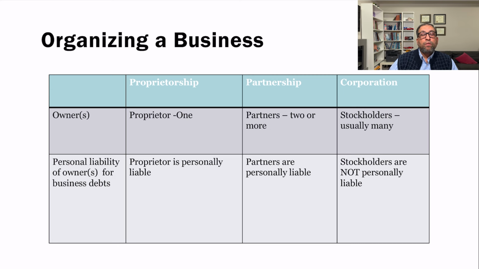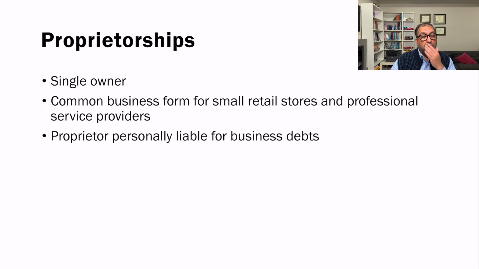For example, if you invested $100, your maximum loss can be $100, right? That's a maximum loss. But in a partnership or in a proprietorship, if you invested 100 and the company suffered a $200 loss, you are responsible for the $200 loss. You cannot say, no, I invested only 100. No, you are responsible for all the loss. But in corporations, the beauty is that you are responsible only for the money you invested. That's why we call it limited liability, and corporations have limited liability.